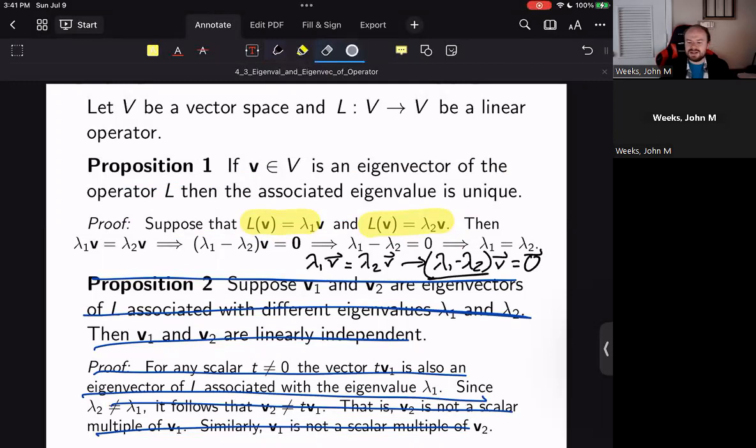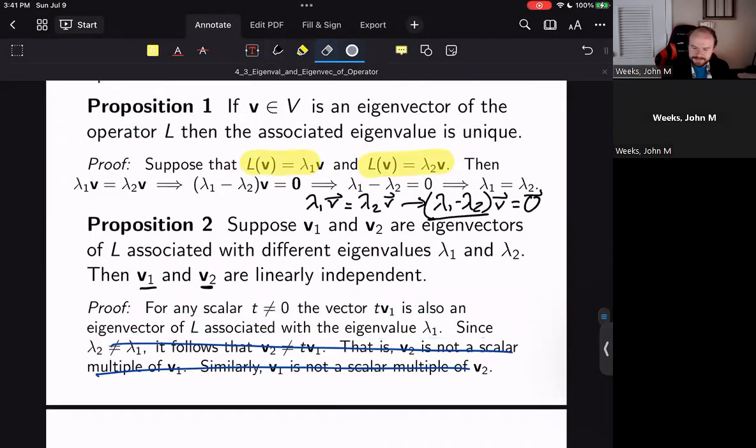This is neat because it tells us that eigenvectors or eigenspaces are in some sense separated by their eigenvalues. In fact, we could say more on that line. Suppose you have two different eigenvectors associated to different eigenvalues. Then those vectors are not only separate, they are linearly independent. Let's take a look at what that proof is for just a second.